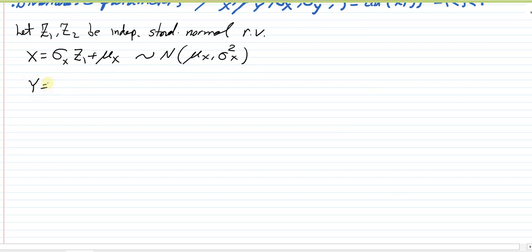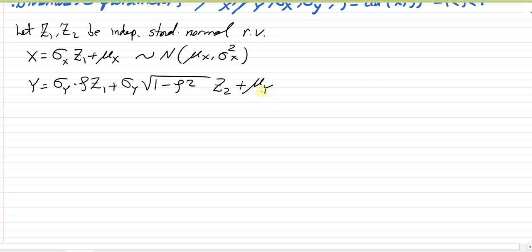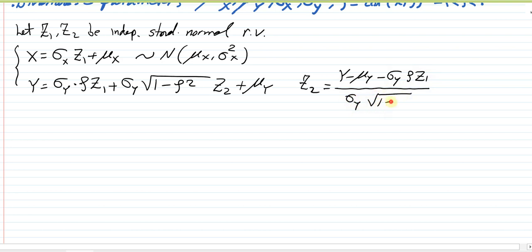Then we're going to introduce a second variable y. This one is a bit more exotic. It's going to be sigma y rho z1 plus sigma y times the square root of 1 minus rho squared times z2 plus mu y. So we're going to introduce these 2 variables. Now in this expression, if we solve for z2, because we're going to need that later on, z2 turns out to be y minus mu y minus sigma y rho z1, all over sigma y square root of 1 minus rho squared.